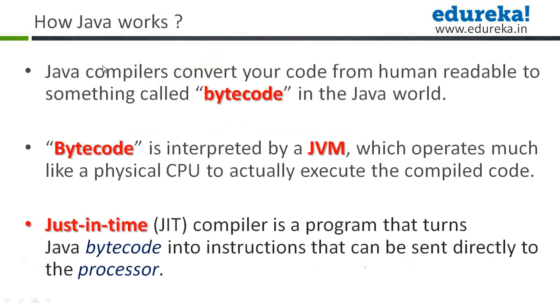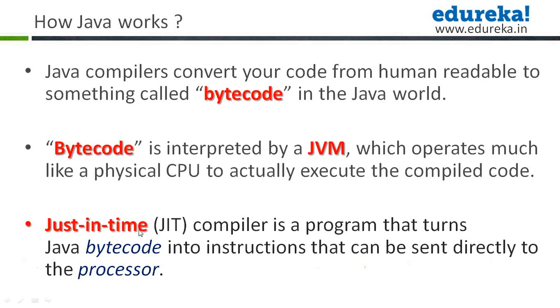Now how does Java work? Java compilers convert your human-readable code into something called bytecode in the Java world. As I said, once you write your Java code and compile it, it gets converted into bytecode, which is the .class file. Now the bytecode is interpreted by a JVM, which operates much like a physical CPU to actually execute the compiled code. It converts the entire bytecode into instructions that are understood by the machine itself.